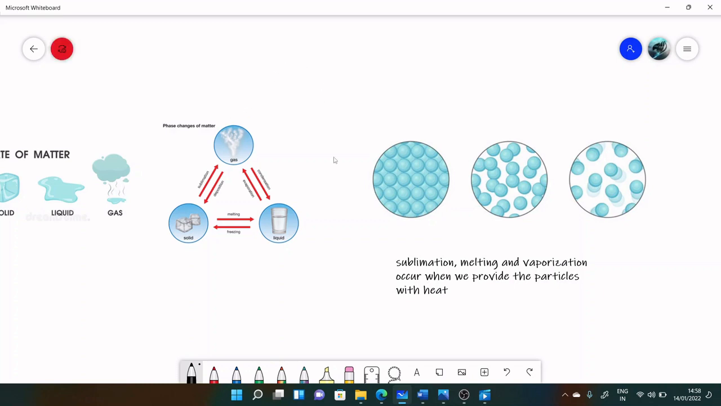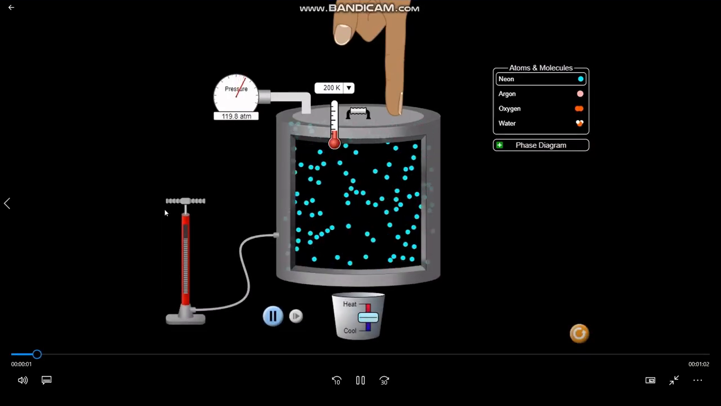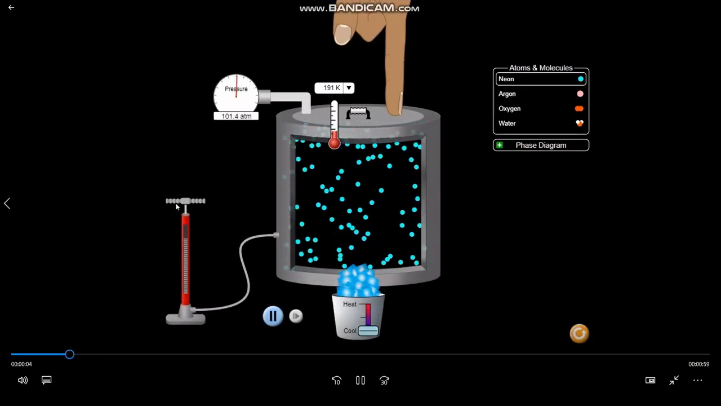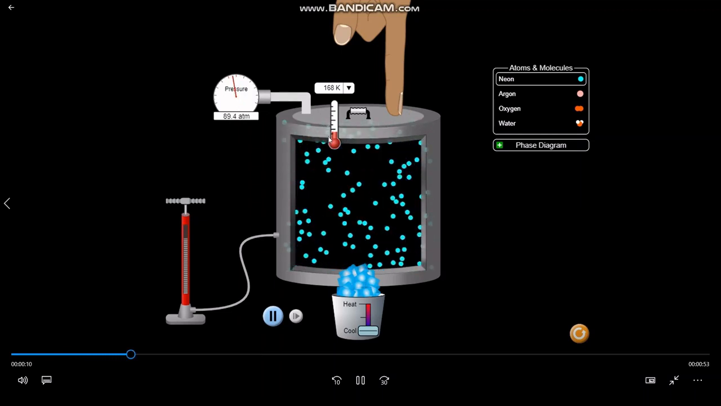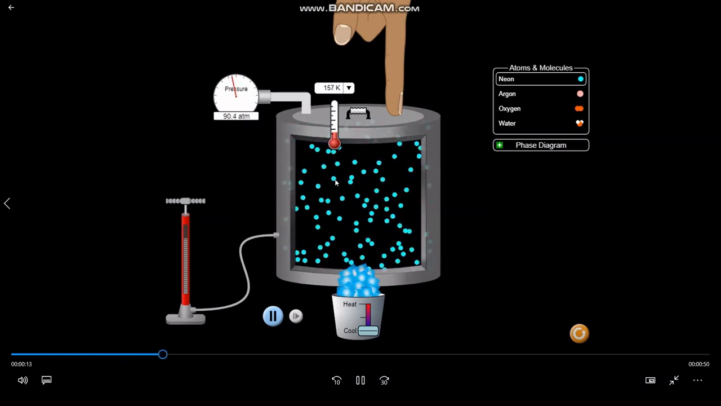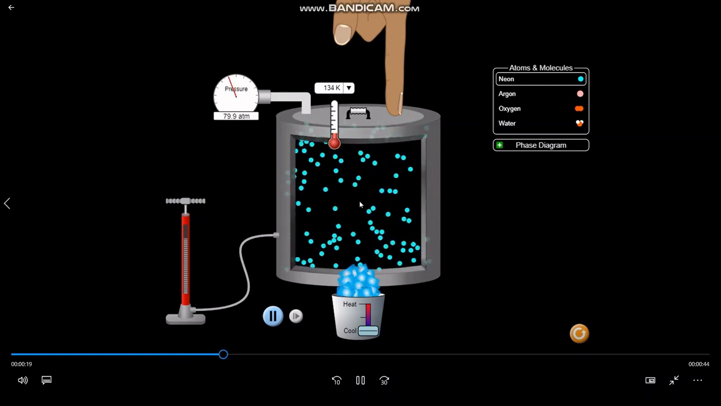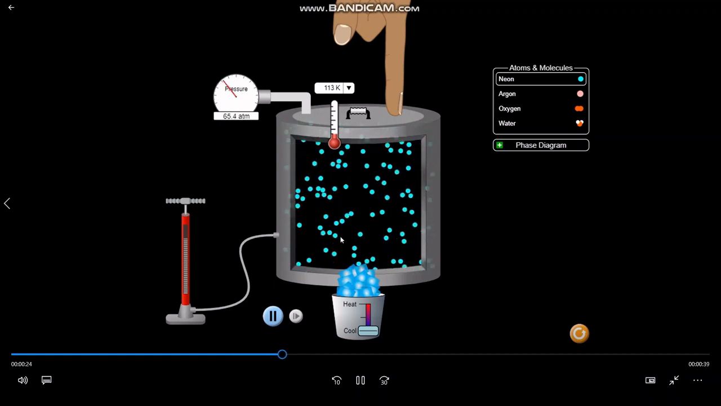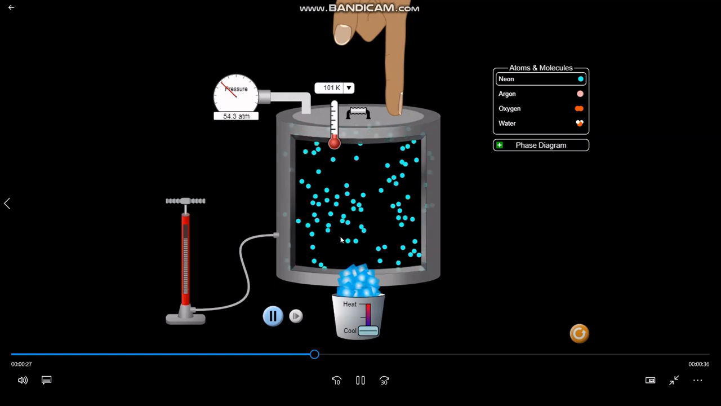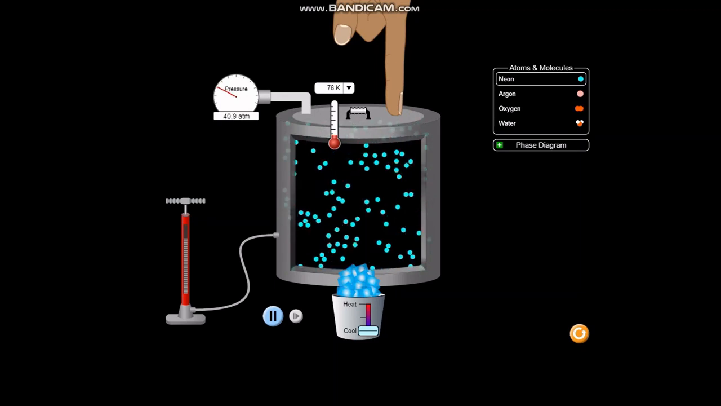Let's take a look at a video. Over here, the particles are moving. When we reduce the heat, we notice that the particles are starting to move much slower. Why does this happen? Because when we remove heat from particles, their energy is reducing. They don't have more energy to keep moving at that speed. So they start slowing down.